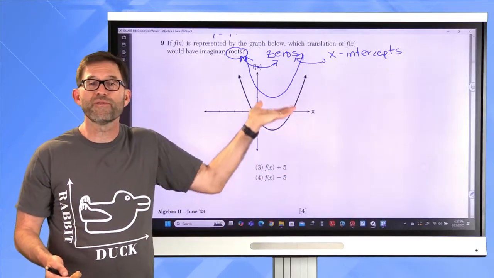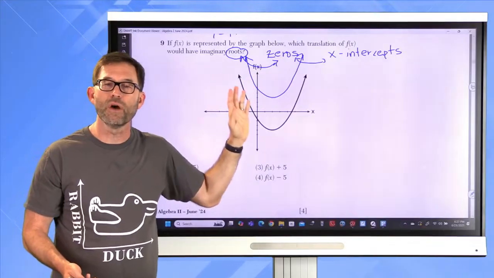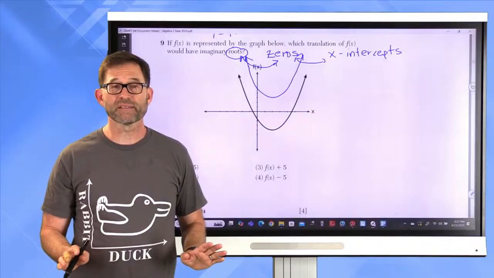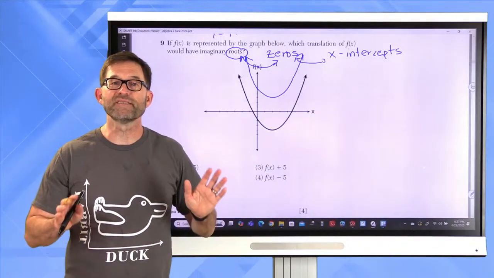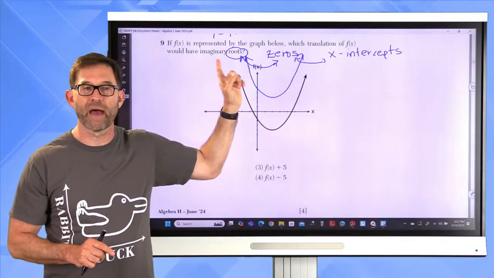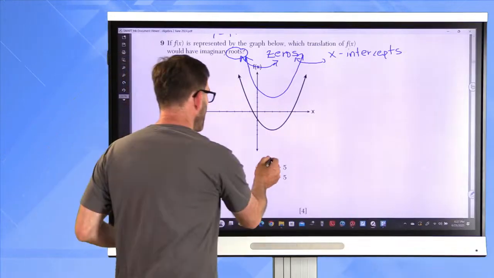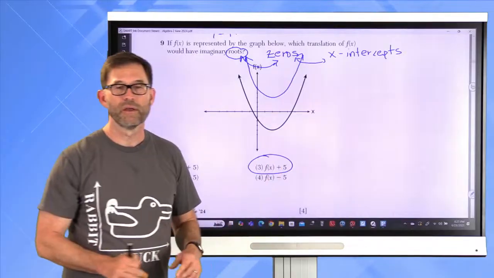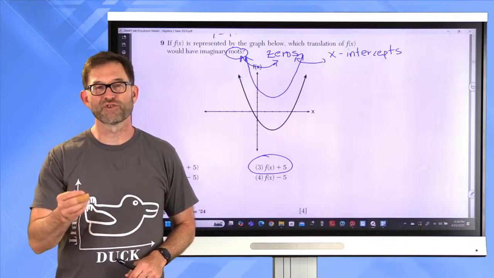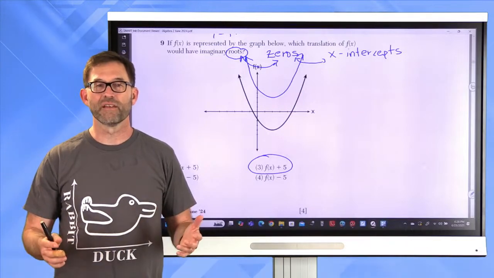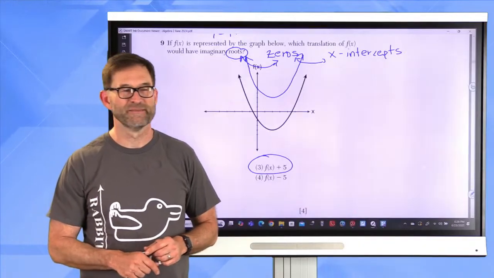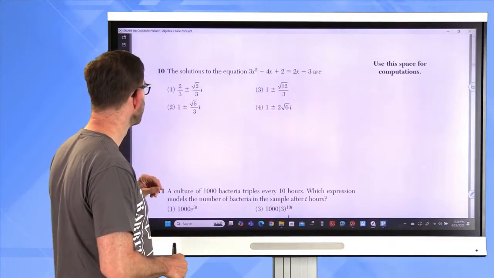So if we shift everything up by 5 units, notice now that what I assume is a parabola misses the x-axis entirely, which means it cannot have real roots and must only have imaginary ones. So this transformation shifts that parabola up. If you will, it would give it a negative discriminant value, and suddenly your roots end up having an i in them. Okay, let's keep moving.